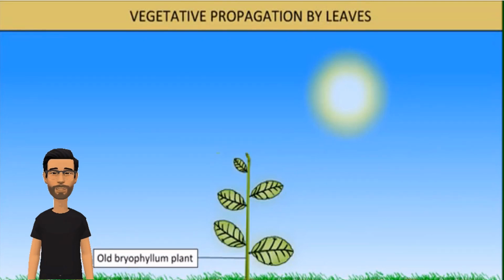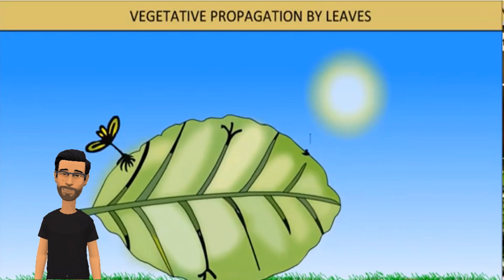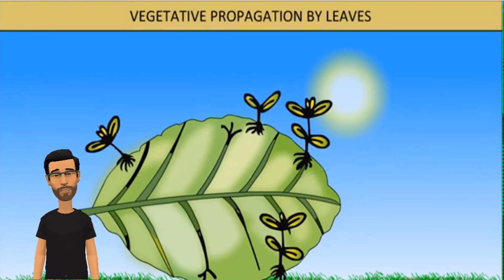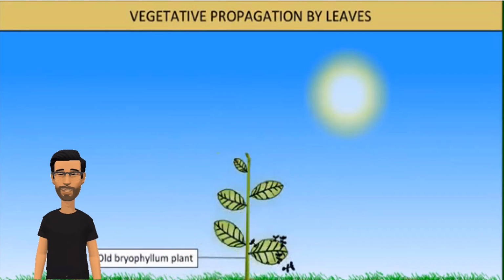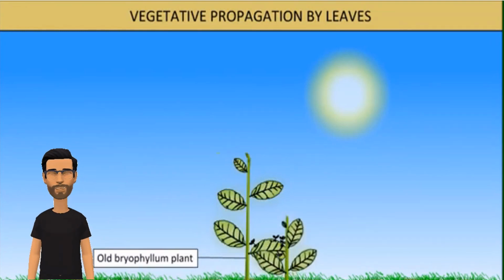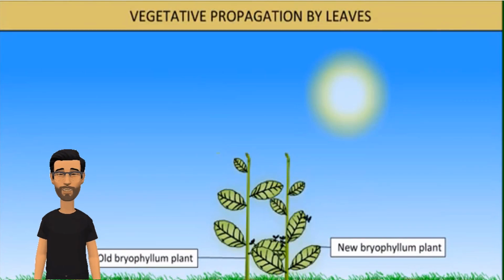Vegetative propagation by leaves. In plants like Bryophyllum and Begonia, new plants are produced from leaves which have buds on the notches in their margins. These buds, after falling on the ground or coming in contact with the soil, grow into new plants. Thus, a new plant with proper root and shoot system can grow from a bud.